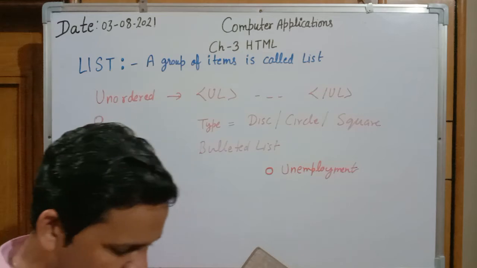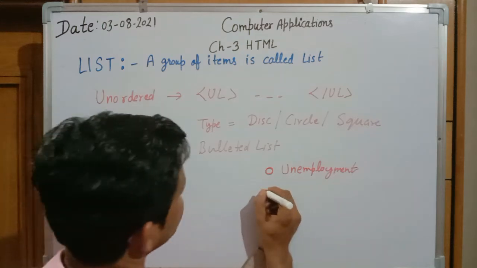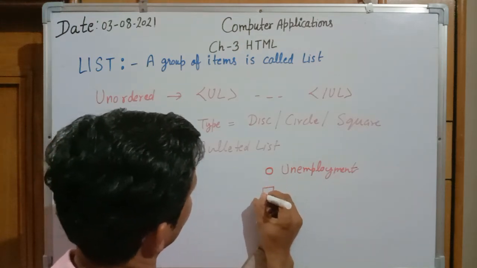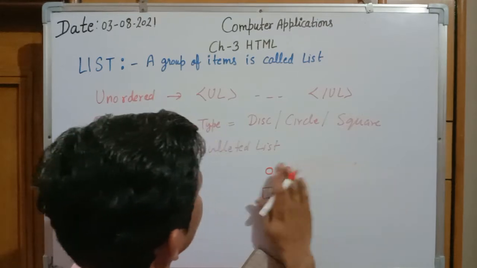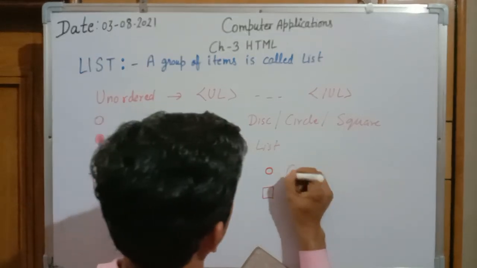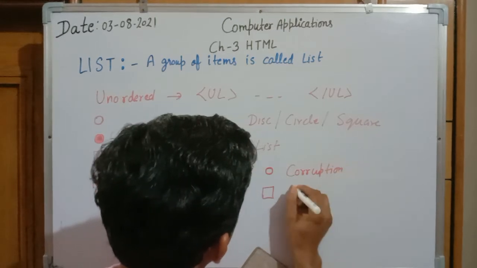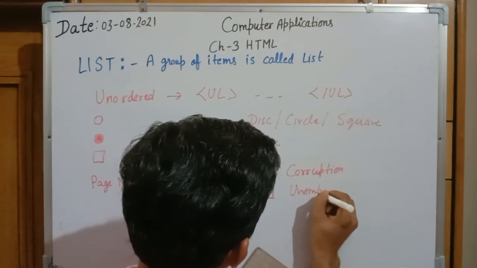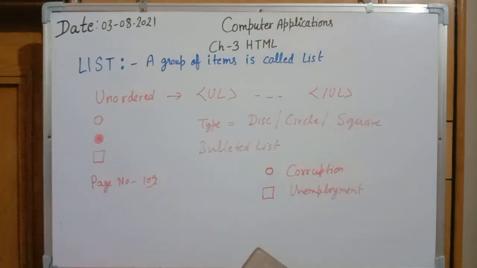Afterward the unordered list gets closed. Then a new list is created, that is again an unordered list, in square form. So the next output will be in a square box. And what is written in this? Sorry, in the first item, in circle, it is written corruption. And in the second it is written unemployment. These two are your unordered type of list.